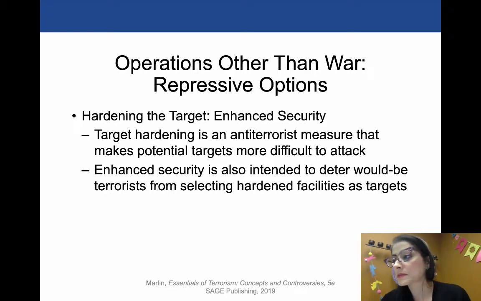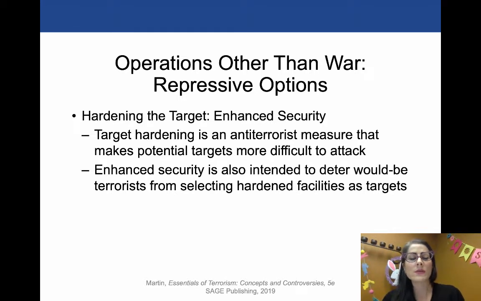So basically, anything that you can do to make the target harder for a terrorist to attack, making the security tighter, parking tighter, extra layers of security, that kind of thing is what they mean by enhancing security. So this makes it where terrorists might think twice about selecting that particular place as a target for their attack.